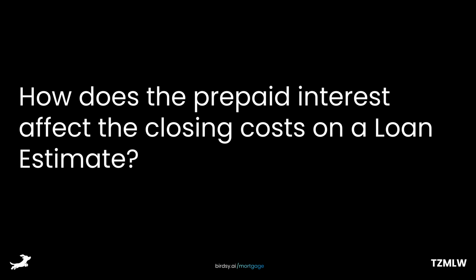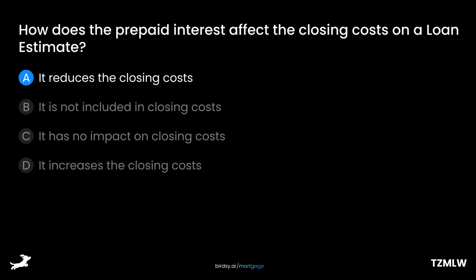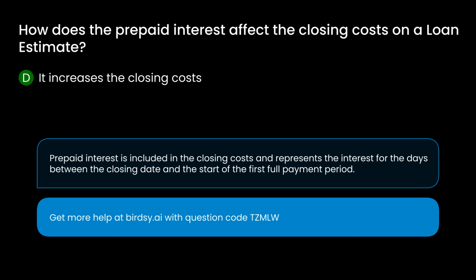How does the prepaid interest affect the closing costs on a loan estimate? Is it A, it reduces the closing costs, B, it is not included in closing costs, C, it has no impact on closing costs, or D, it increases the closing costs? The answer is D, it increases the closing costs. Prepaid interest is included in the closing costs and represents the interest for the days between the closing date and the start of the first full payment period.